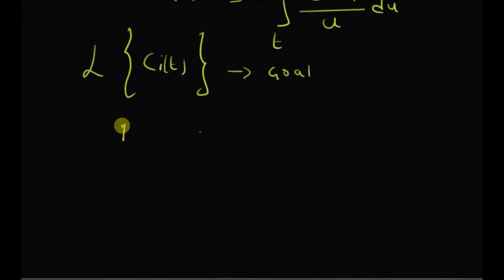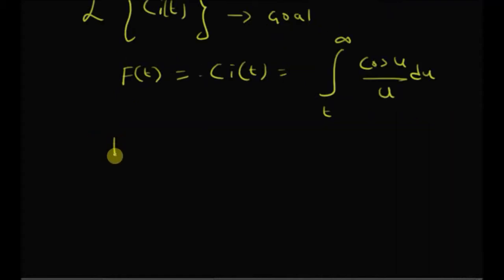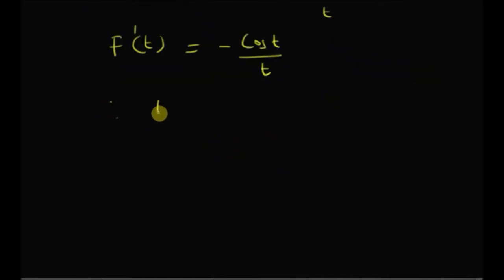Let us denote f of t equal to this cosine integral, that is, integral from t to infinity of cos of u over u du. Now by taking the derivative, f dash of t is clearly equal to minus cos t over t. Therefore, t times f dash of t is equal to minus cos t.